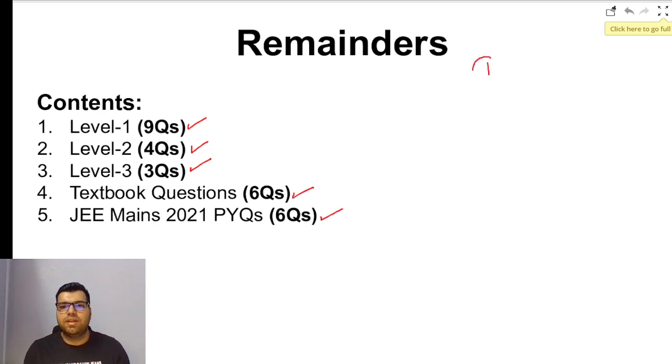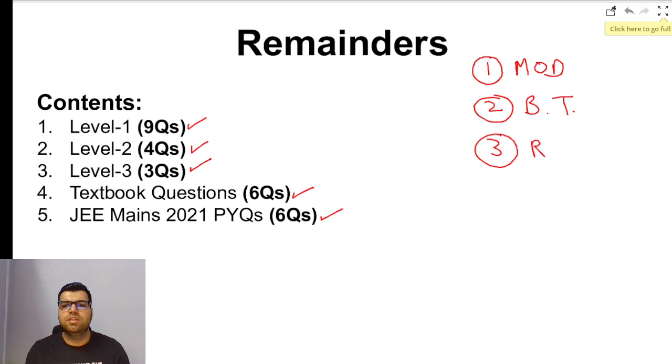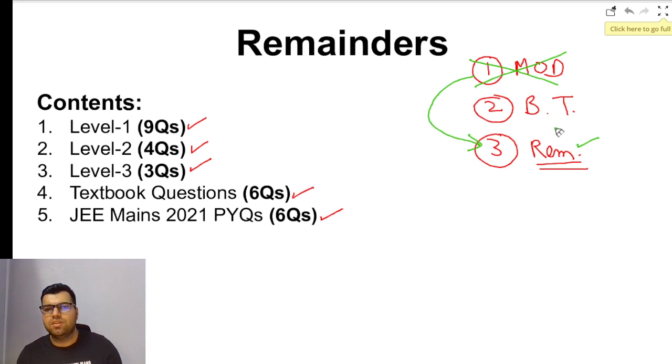For remainders, there are usually 3 methods. One is the modulo operator. Second is the binomial theorem. And third is what I will be teaching you today, the REM function or simply remainders, with remainder properties. In my opinion, all the questions that require the modulo operator can be solved by this REM function. You need not study the modulo operator at all, just solve it by the REM function. You need to know 4 to 5 properties.